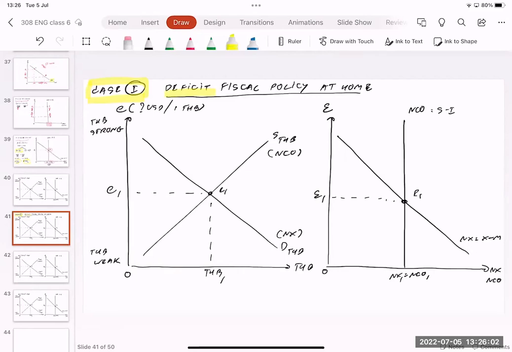Try to do the opposite case by yourself. Deficit fiscal policy at home: our country is using deficit fiscal policy. So how is it going to be?